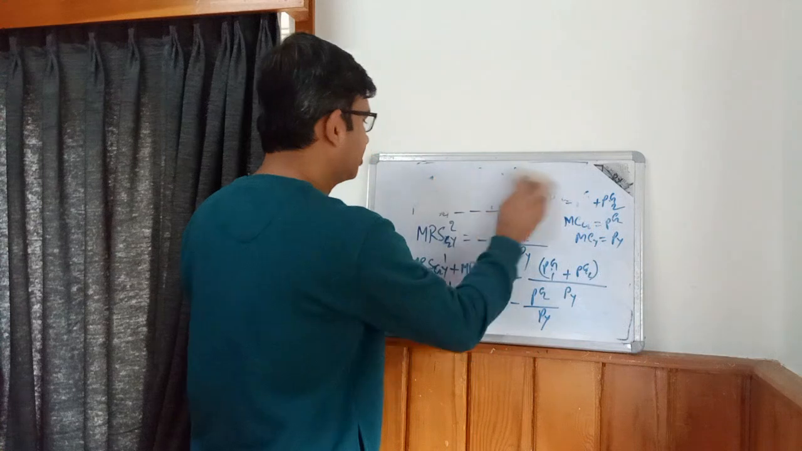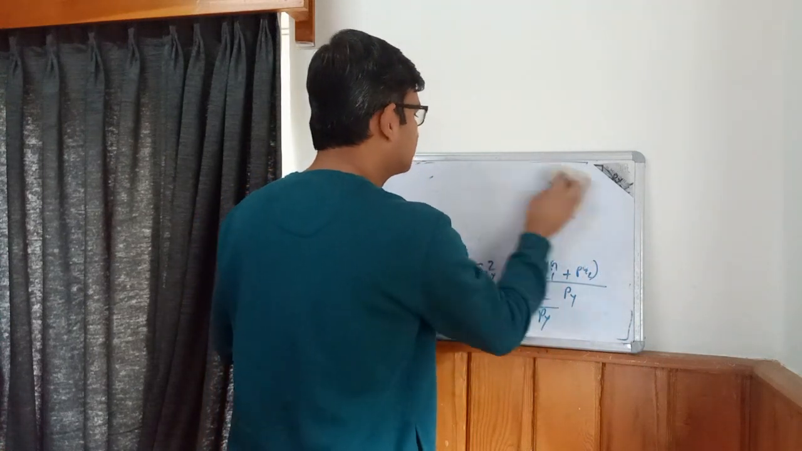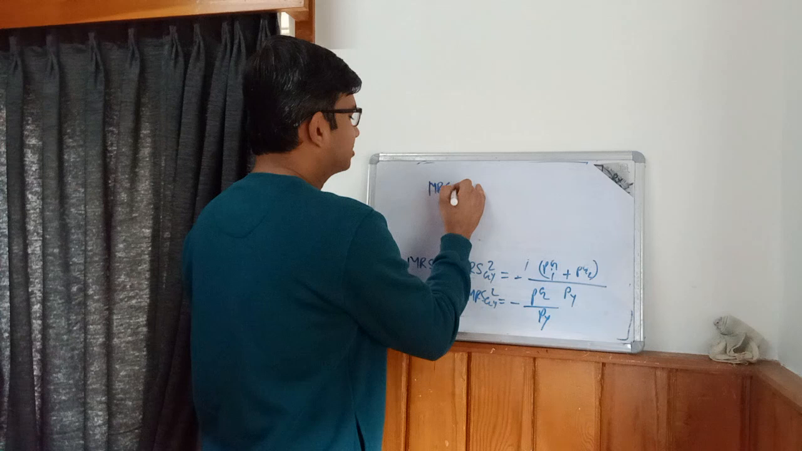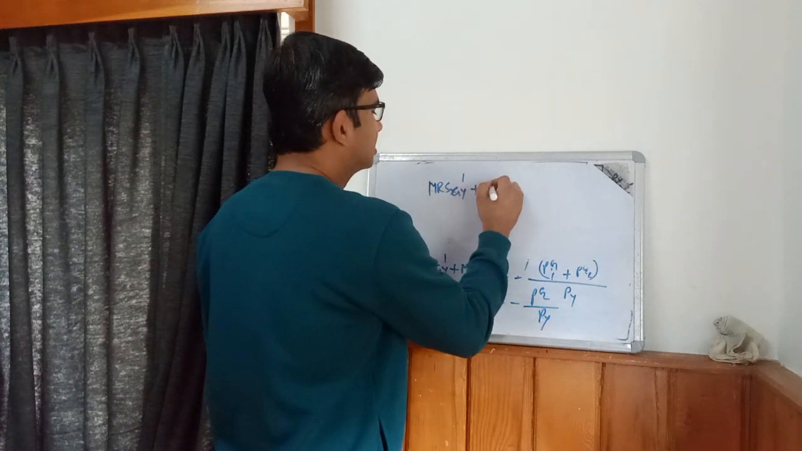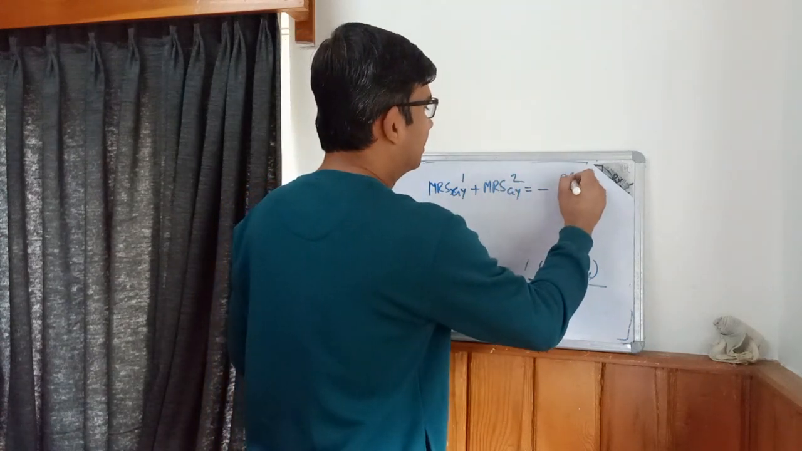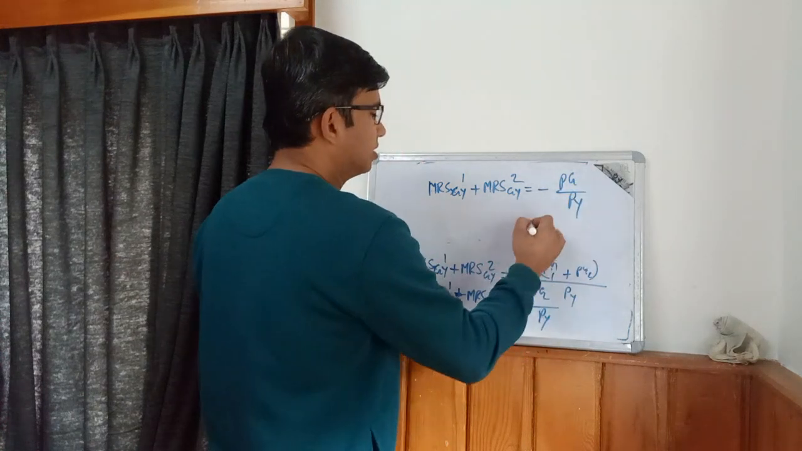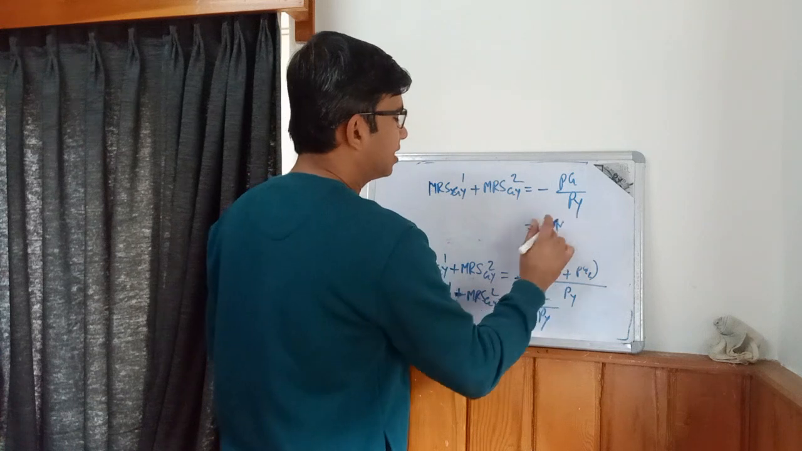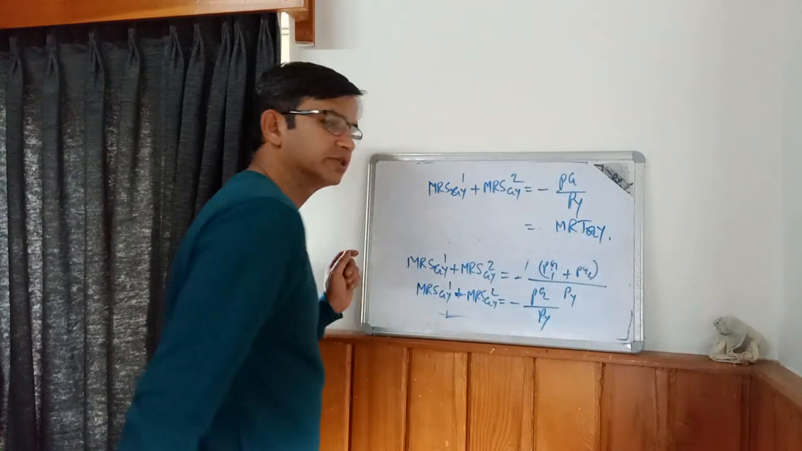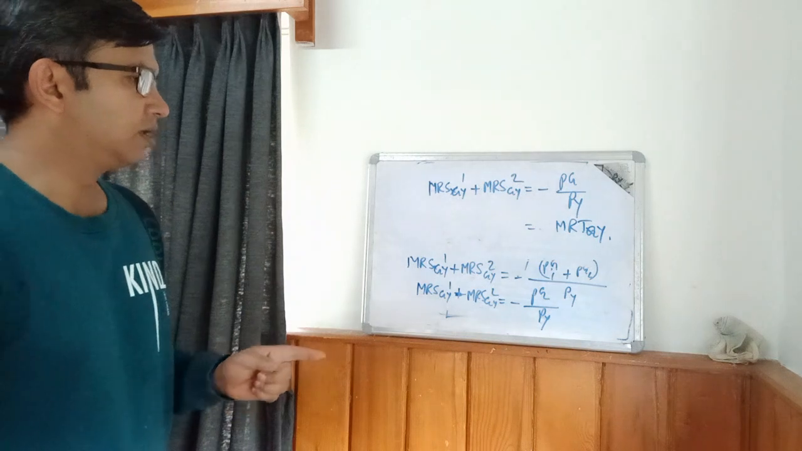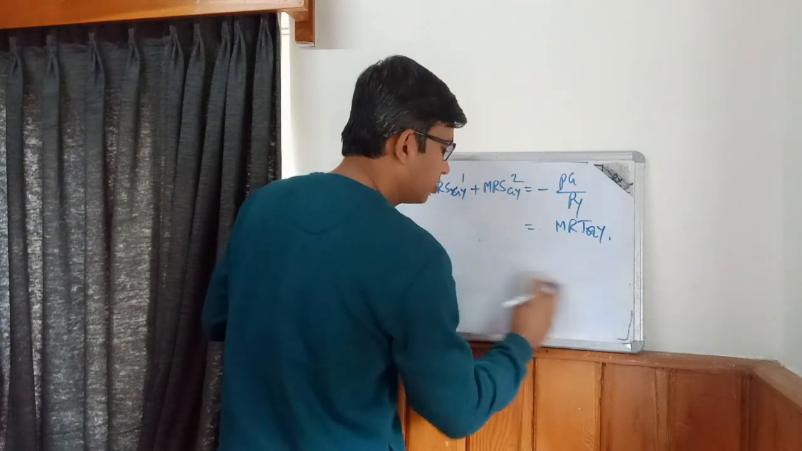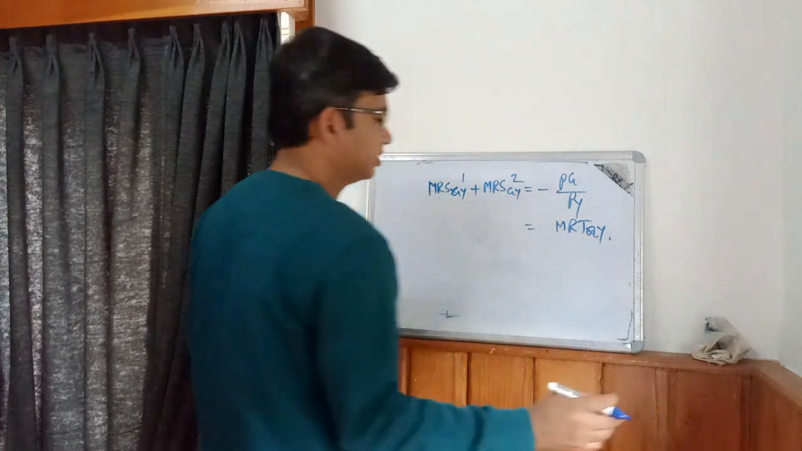So finally, where we reach here, that MRS GY1 plus MRS GY2 equals minus PG by PY. So in other words, I can write here minus PG by PY equals the marginal rate of transformation between G and Y. So this is a violation of the Pareto optimality condition.